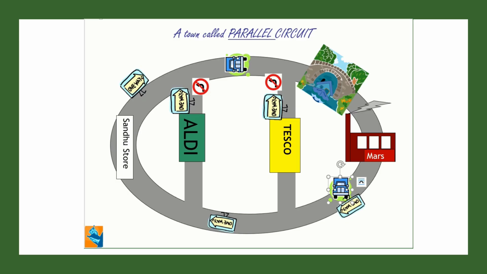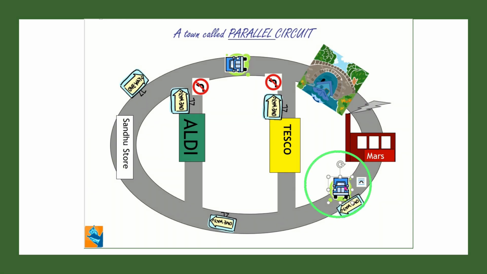We had lots of problems with our old model, so we're going to look at a new model. This is a town called parallel circuit. You can see we've still got the 3 shops as we had before. All the roads are still one way. But this time there's more than one path for the current to take. That's why it's a parallel circuit.